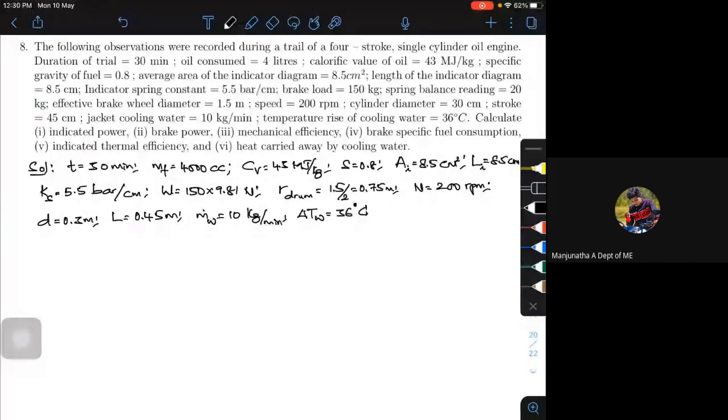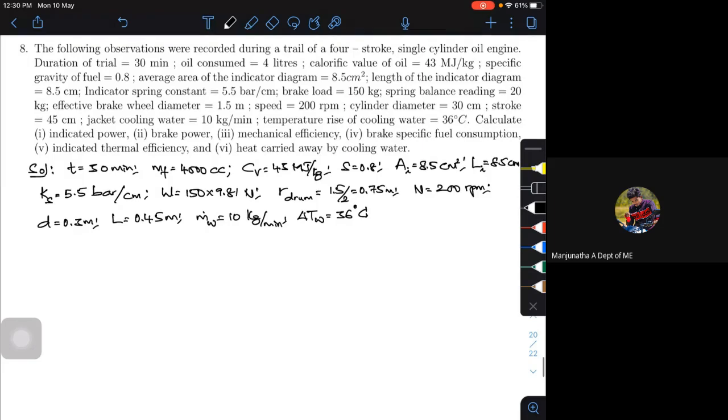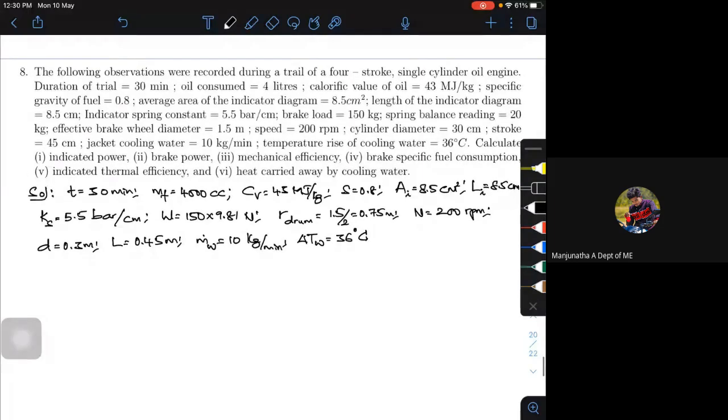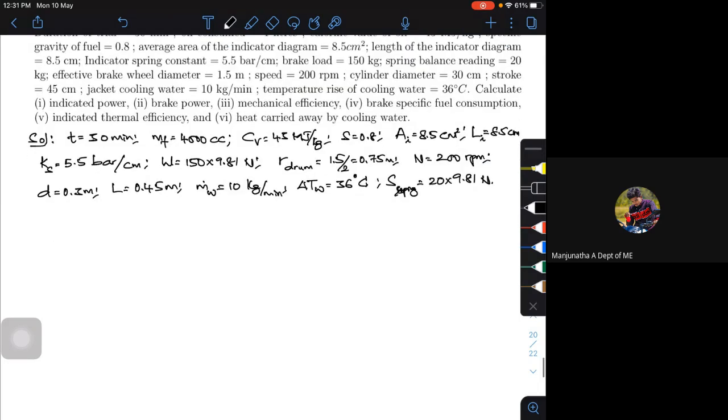Spring balance reading. Something is missing, we missed out the spring balance reading. The spring balance reading is 20 kg, that is 20 into 9.81 newtons. So this is the data which is given. Now let us try to find the solution, one by one.